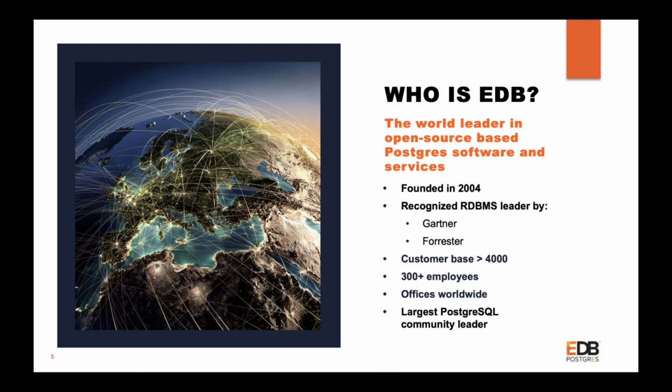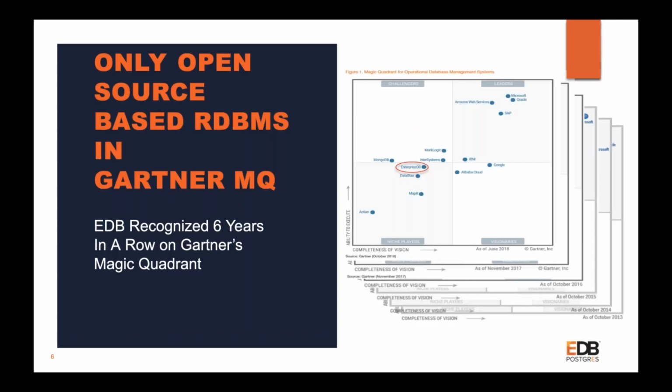Okay, so first, who is EDB? We're the largest supporter of the Postgres open source community, and we've been doing that for 15 years. You'll see that we are mentioned in the Gartner reports on operational relational database management systems, where we've really emphasized and strengthened the role of Postgres. Forrester has reported about EDB and Postgres, and all of that has led us to have over 4,000 customers worldwide today, and over 300 employees with global offices today.